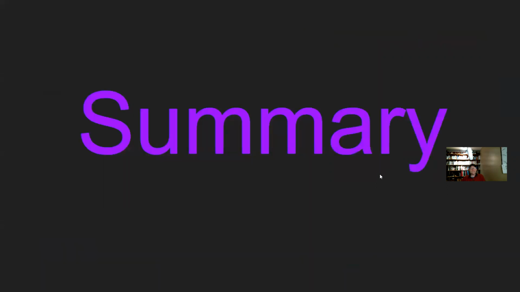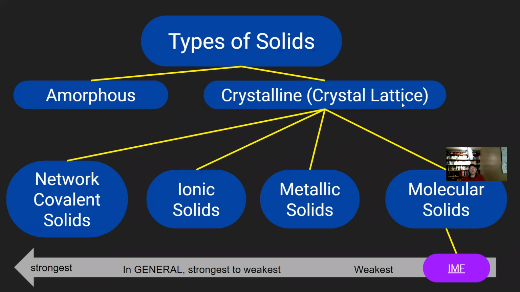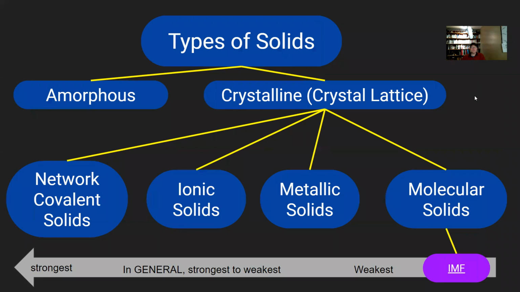All right, so overall, in summary, I am going to put pauses in the presentation to make sure that you have an opportunity to copy all of this down. You'll notice that the types of solids are either amorphous or crystalline, and the types of crystalline solids are network covalents, which are generally considered the strongest, ionic solids, metallic solids, and molecular solids. Molecular solids in general are the weakest, and they are held together by intermolecular forces, and that set of intermolecular forces was summarized in the first few days of notes. I'll give you a moment to copy that down if you need to.